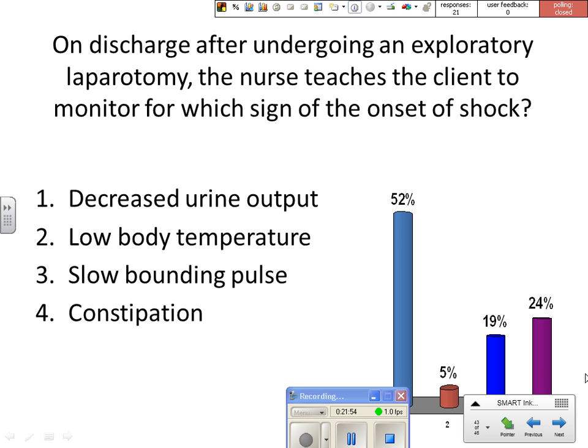Again, that's the compensatory mechanism, where the body is trying to retain fluid so that it can bring more oxygen into the bloodstream and to the tissues. So decreased urine output would be something that you could talk to them about as they're being discharged.